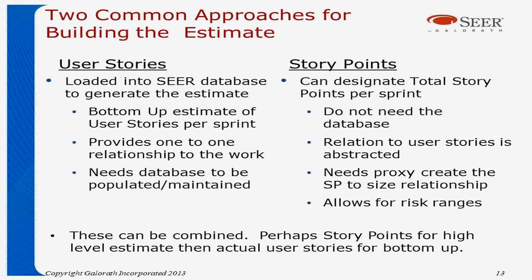If you want to work with story points, you can designate a total story point per sprint, so you don't need a database. And your relationship to the user stories is abstracted. So this is nice from an estimator's perspective. They don't have to worry about what a user story is. You just give the estimator a story point count, and they can use that to build the estimate. However, you do need to create a proxy to generate that story point to size relationship, and we'll talk about that in a few moments.